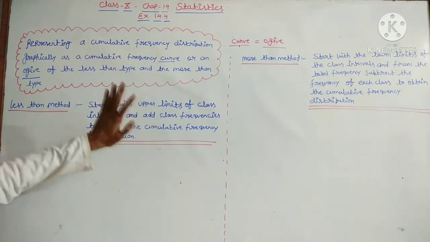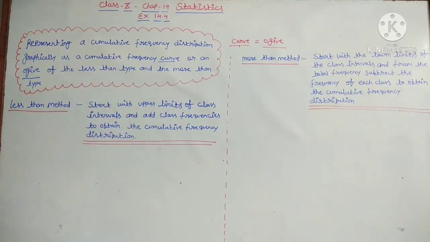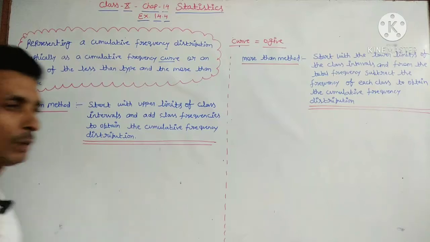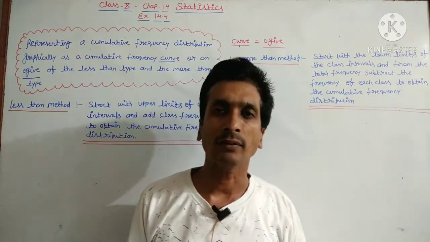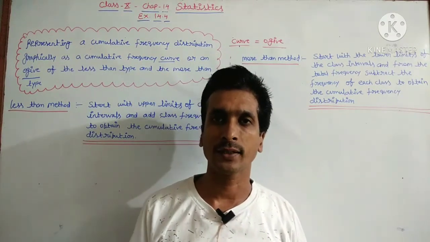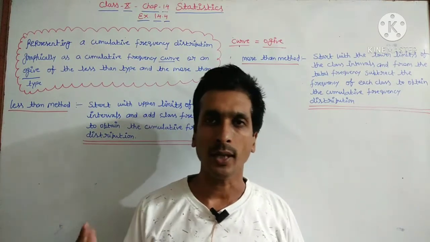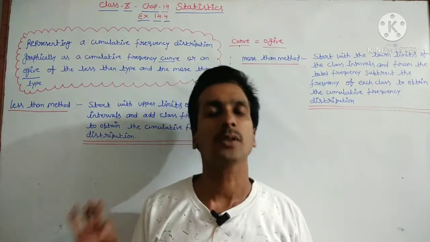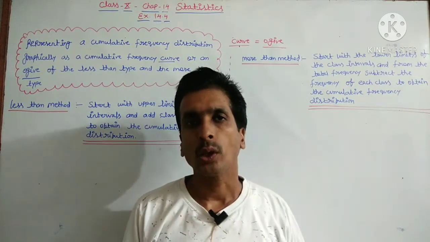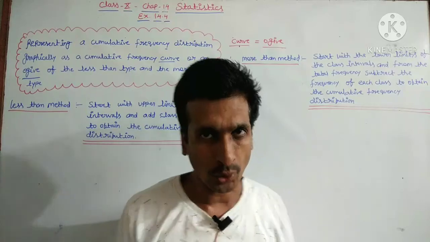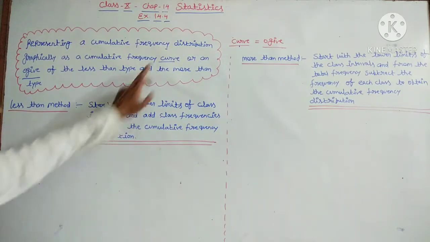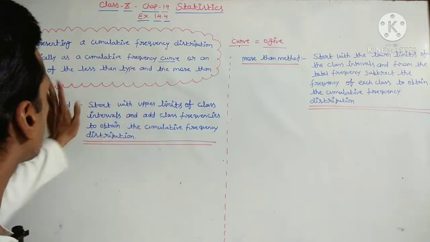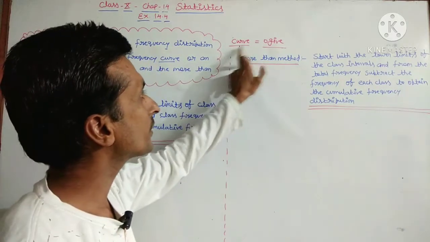So what is the meaning of less than type and more than type? Before explaining, you have to understand the cumulative frequency. Cumulative frequency means if you have any frequencies, suppose 5, 6 and 7, so 5 as it is, and the next cumulative frequency is 5 plus 6 is 11, and 11 plus 7 is 18, so that is called the cumulative frequency. Okay, and here it is written one thing, curve or an ogive. Curve and ogive both have the same meaning.